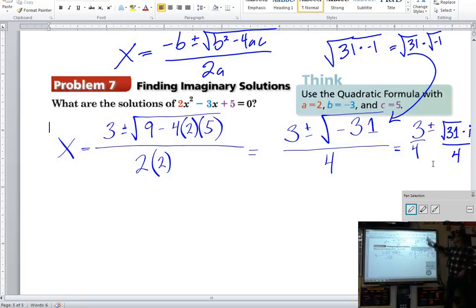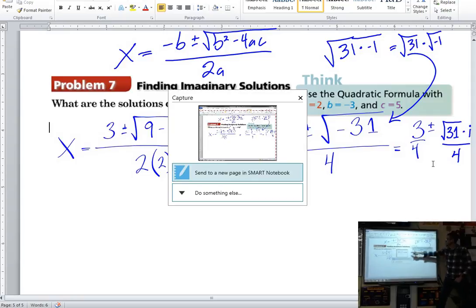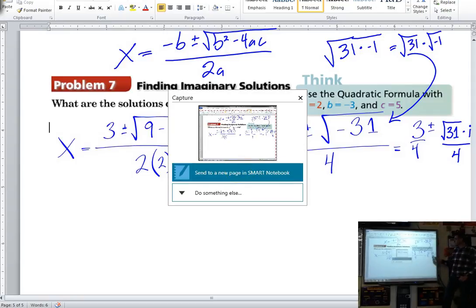Try the "got it" below here. Yes. Try that, just to make sure that we're comfortable with this. So we do, again, have two solutions here. Make sure you realize the plus and the minus give you your two solutions.